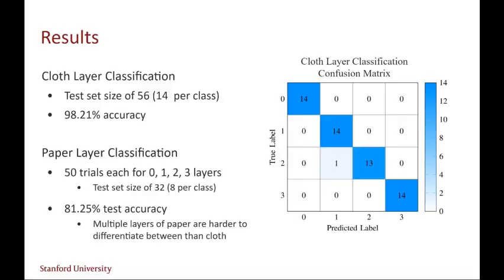Our method achieved a test accuracy of 98% for the cloth material. This confusion matrix shows the classification results for the 56 test trials, where only 1 was misclassified.